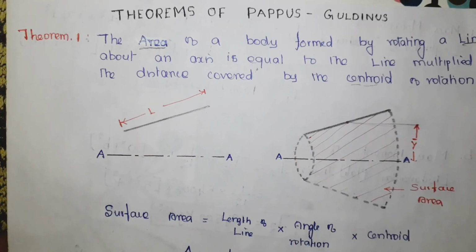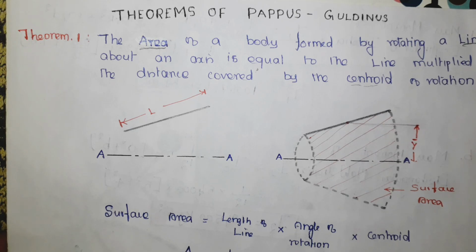Now the summary is: using the theorems of Pappus-Guldinus, we are able to find the surface area of any curve. Here I have taken a line, but the line can be any curve. Then we can find the volume of any area very easily using these two theorems.